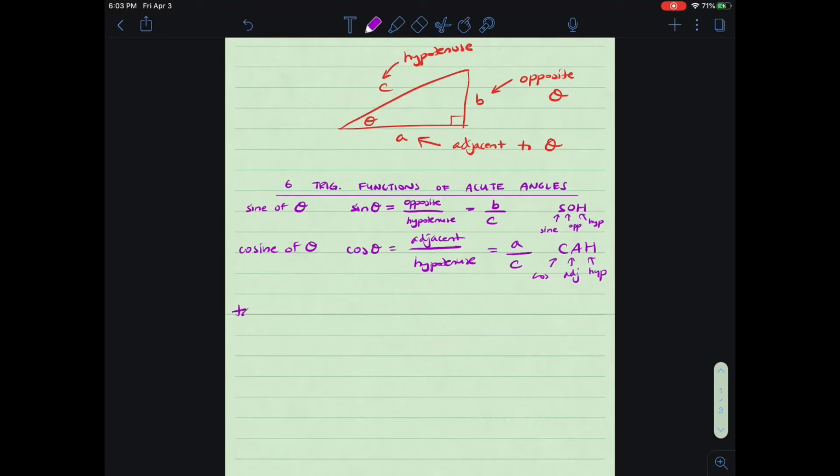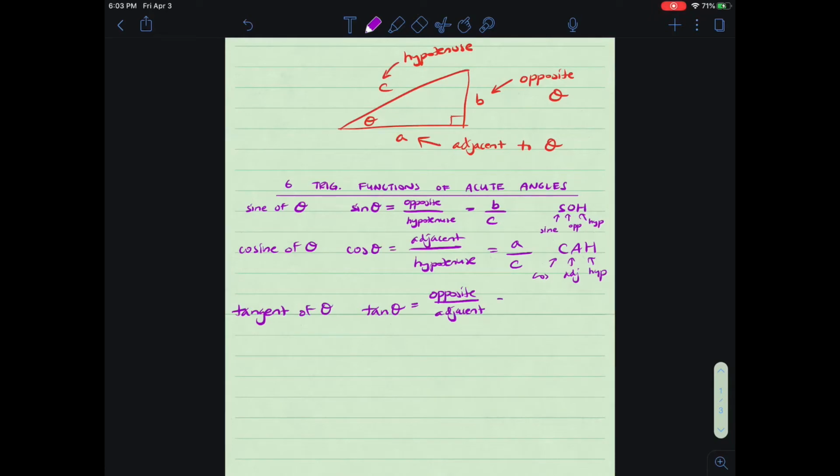Then we learned another function, the tangent function, right? Tangent of theta. And we would write that as just using the first three letters once again, tan theta. And we define that to be the opposite over the adjacent.